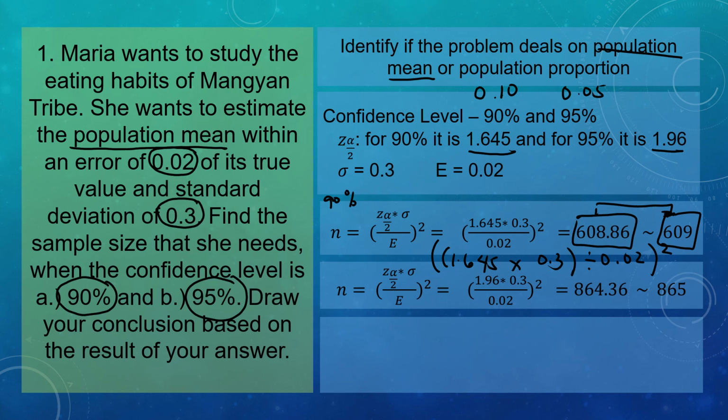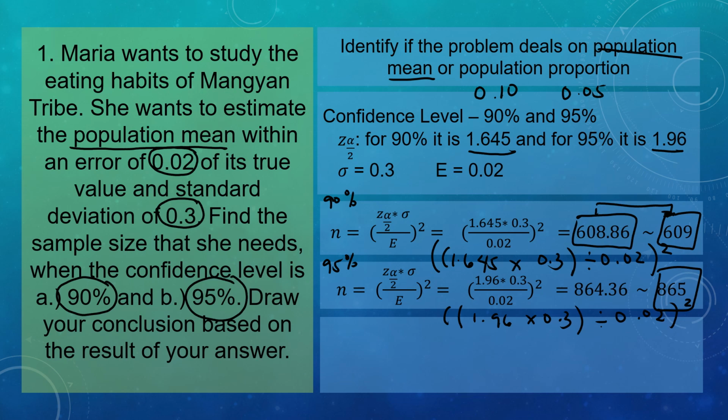Let's try another example, for 95%. Instead of writing z, we're going to write 1.96 times 0.3 all over 0.02. Now, in order for us to find the final answer, again, you're going to do double parentheses, 1.96 times 0.3, close, divided by 0.02, close, then press squared. You're going to get 864.36. Approximately, the final answer is 865 because we need to round up.